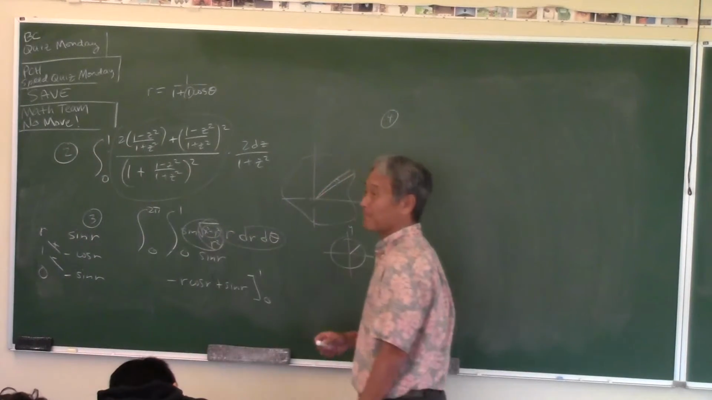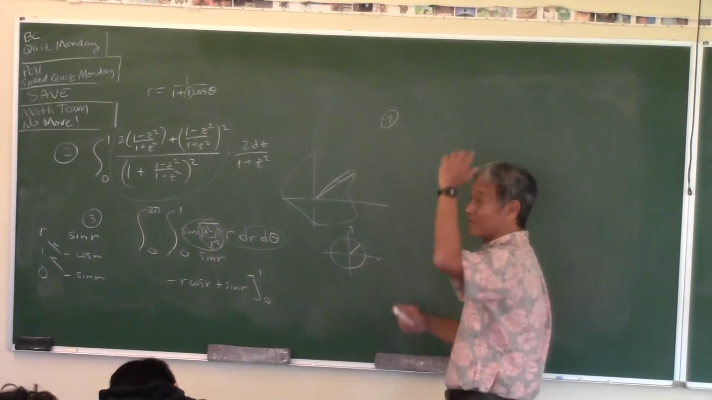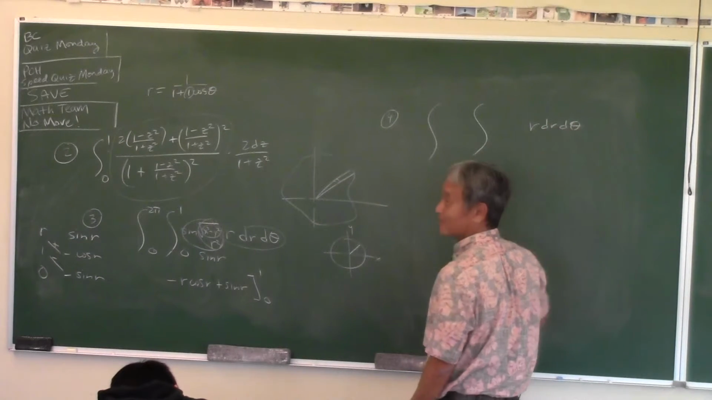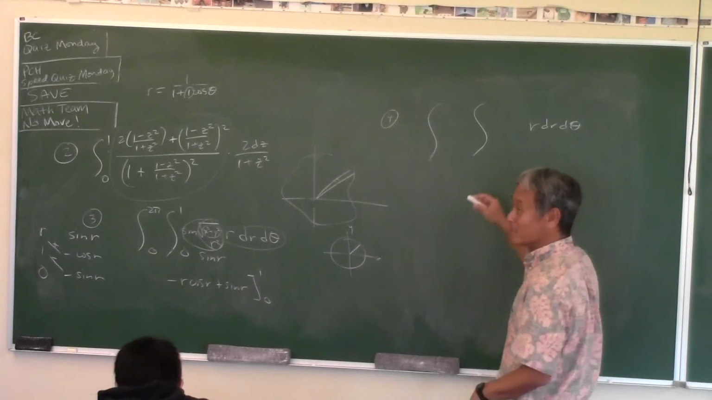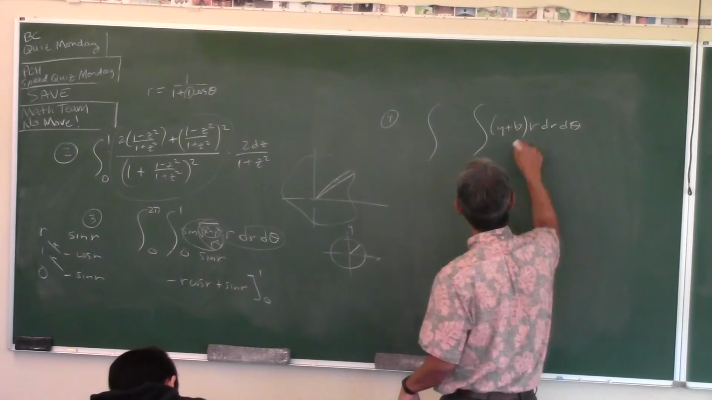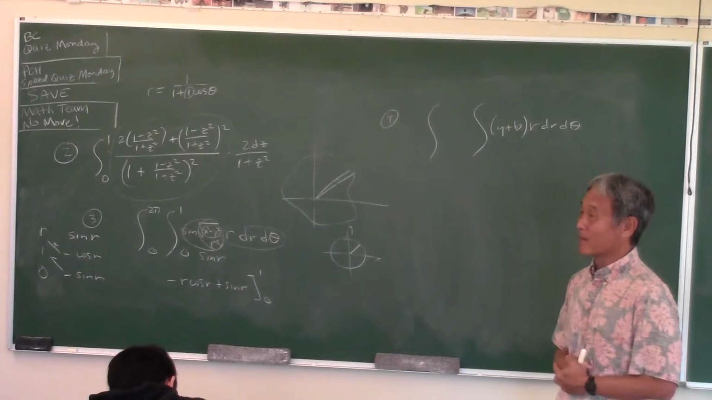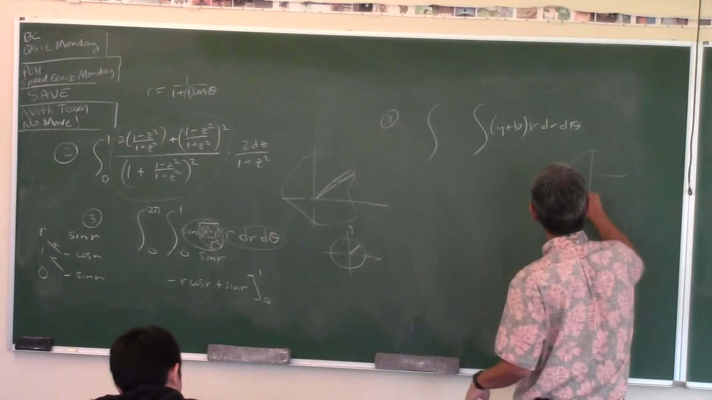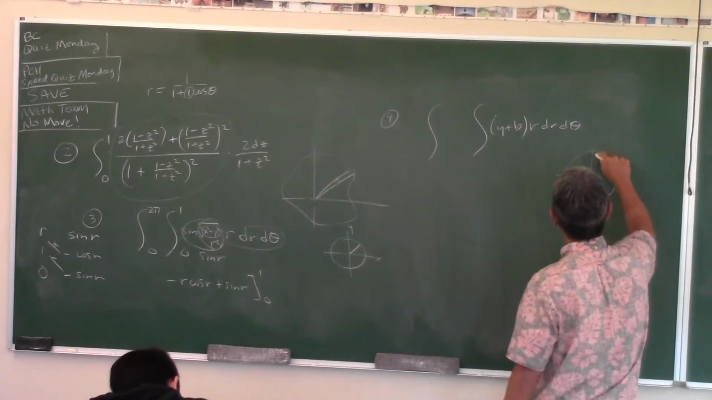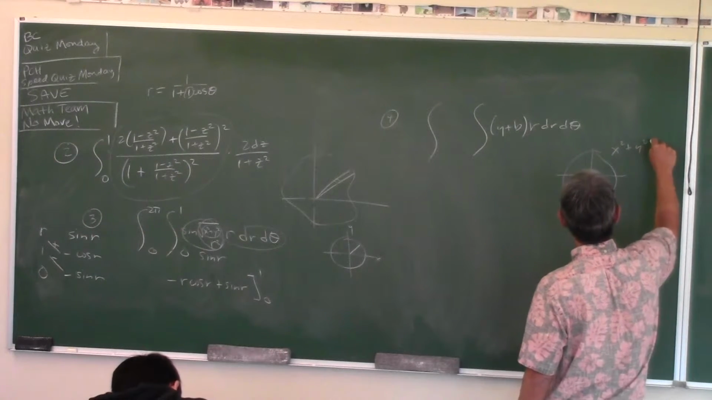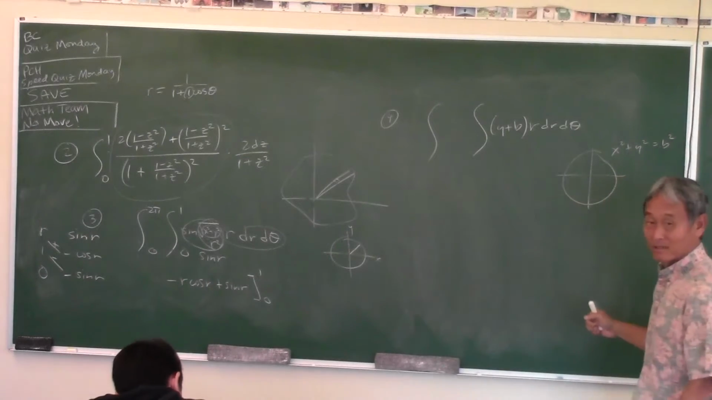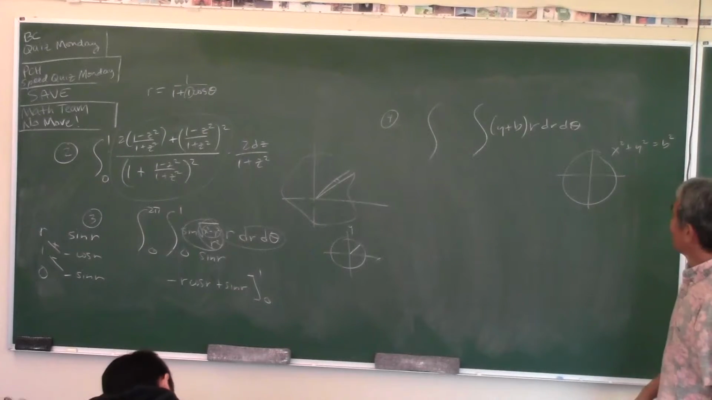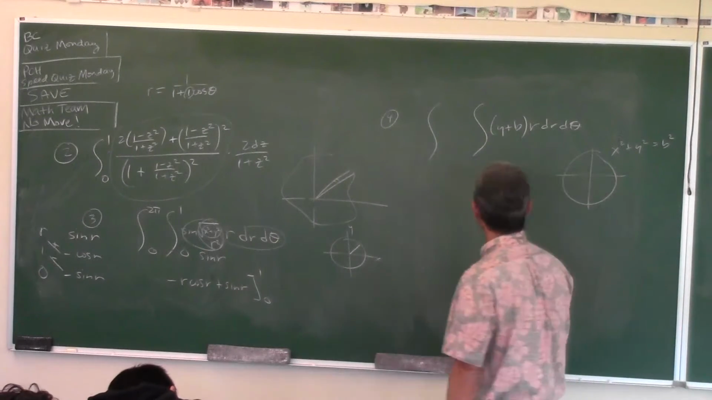Number 4. Find the volume of the solid bounded above by the plane. So here, just set it up already. r dr d theta. And then what is z? z is y plus b. Below by the xy plane and on the sides by the cylinder. That means looking at the top, since it's the cylinder, this is basically the circle x squared plus y squared equals b squared, right? Except in 3 dimensions, it's a cylinder, like this. Okay, I think we can do it.